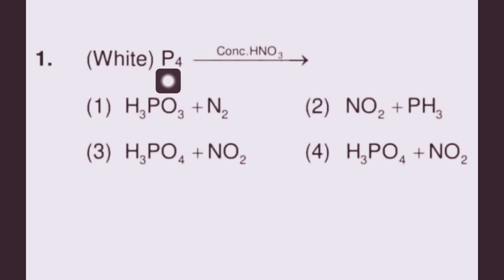It's white phosphorus treated with concentrated nitric acid. What is the product? So concentrated nitric acid is a very powerful oxidizing agent, and it oxidizes these nonmetals to its ic acid. So phosphorus will get oxidized to phosphoric acid.